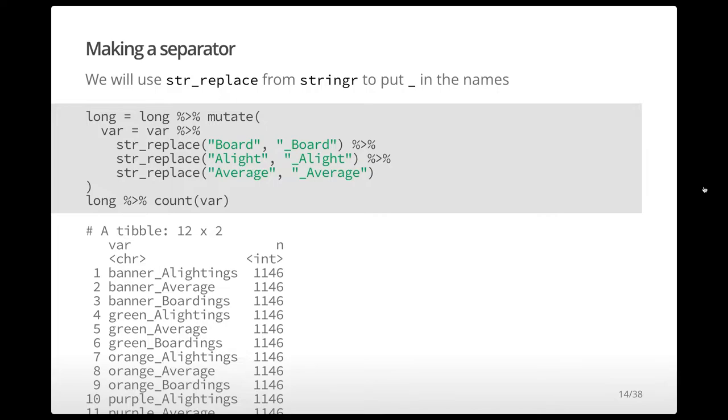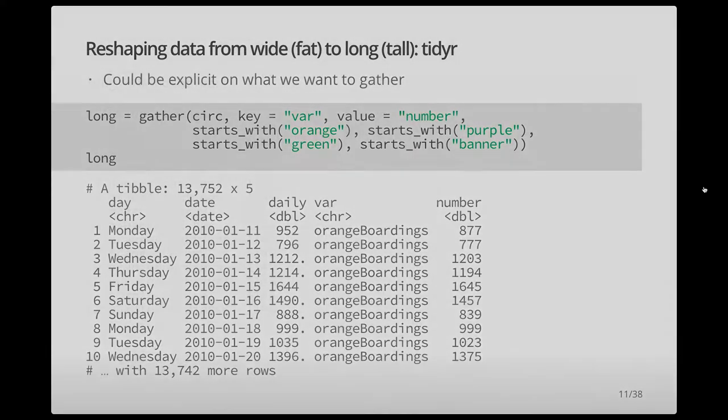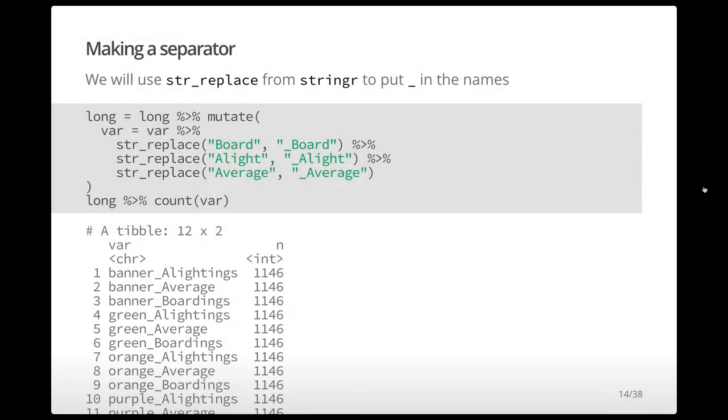So now we got this long data set, and we have the lengths in there, jumping back to the circulator data set. Now we got people coming on, coming off, all that kind of stuff. Now we got these values for people coming on, people coming off, the average of the two. And now what I want is a column that's just like, which line is it? The banner line, the green line, the purple line, and so forth. And what type of data is it? Is it people getting on, people getting off, the average of the two?